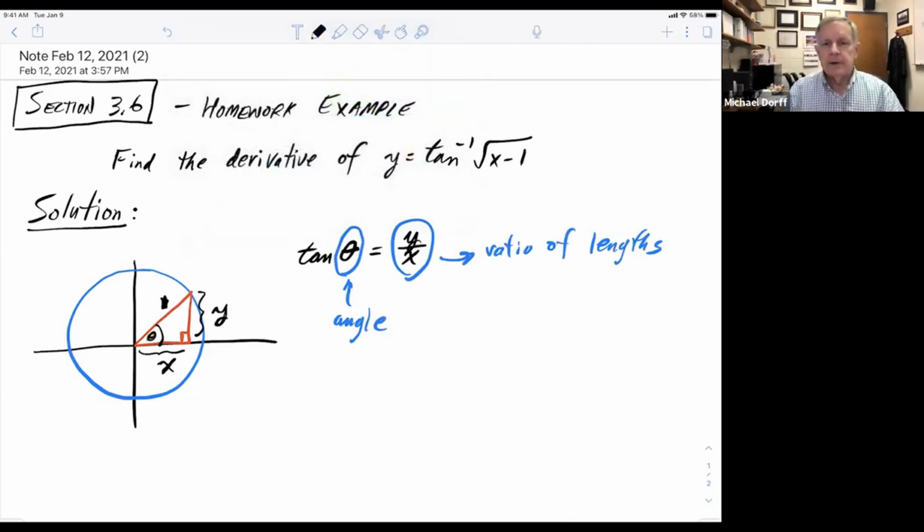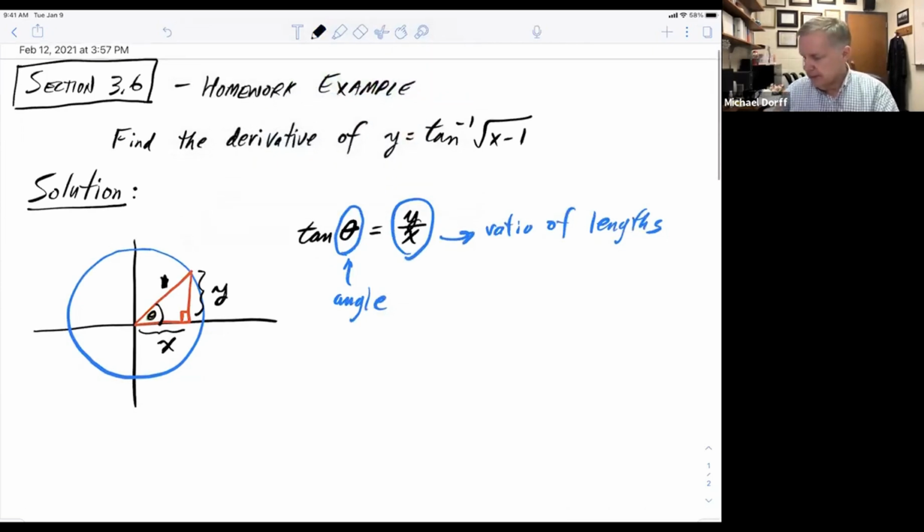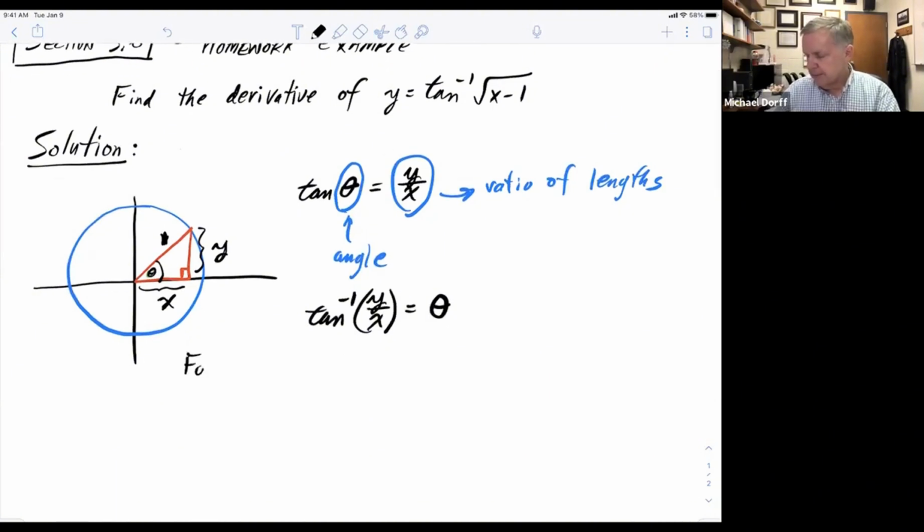The inverse tangent switches the orders of these things. It undoes the tangent function. So for the inverse tangent now, I'm not going to take an angle, but I'm going to take the ratio of the sides. So the inverse tangent of y over x is going to equal my angle. As an example, I know that the tangent of pi over 4 equals 1.